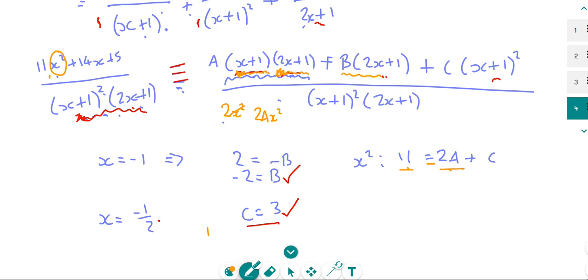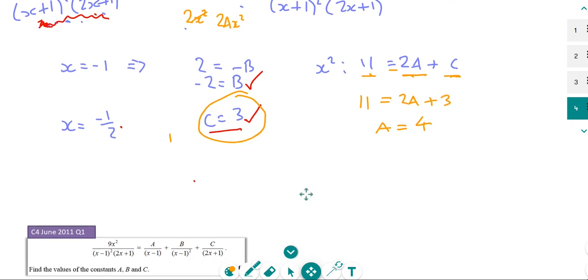b over here doesn't actually create any x squared, so b is not in the equation. C, well, there'll be x squared here, and that's going to be it. So there will be c lots of x squared. So the 11 must be made of 2a on the right, plus c. And if you remember, we already found out what c is. So we can actually write this as 11 equals 2a plus 3. So a has got to be 4.